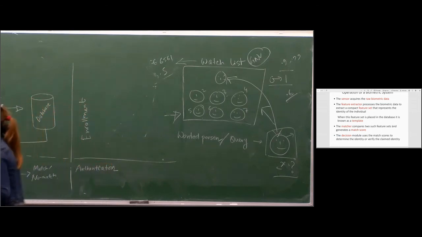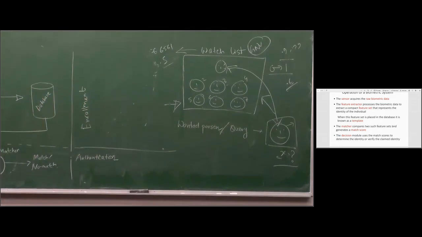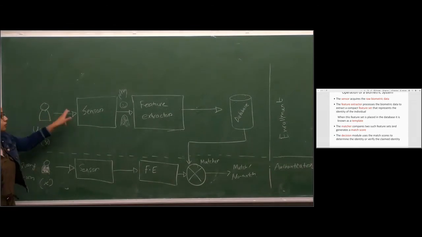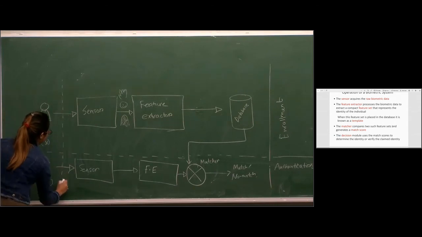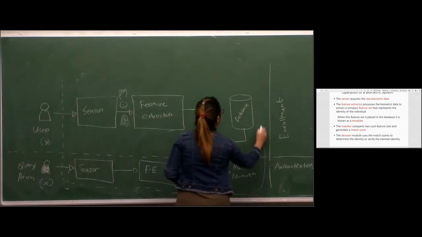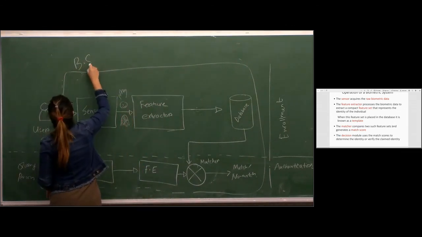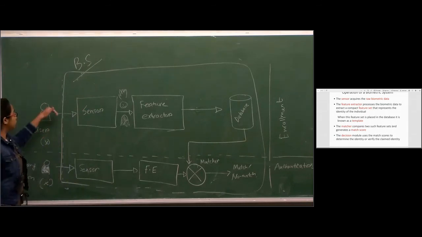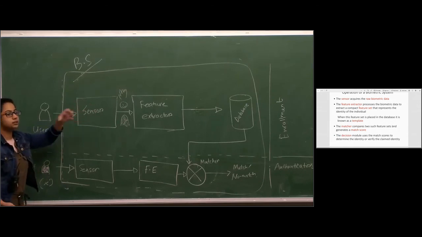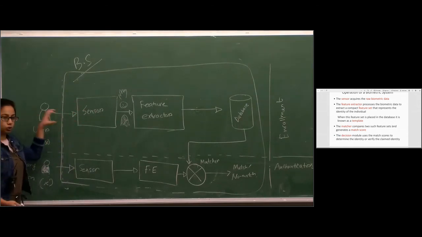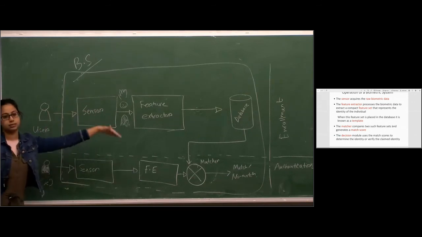So you are the user now, and suppose you are X. You will give your biometric properties to the sensor of the device. In order to acquire the biometric property from you, there has to be a sensor in your biometric system. You can think of the entire thing as a biometric system. So this is the biometric system. You need a sensor, which is the bridge between you and the biometric system. The sensor just collects your biometric data from you and then pushes it to the next steps of the system.